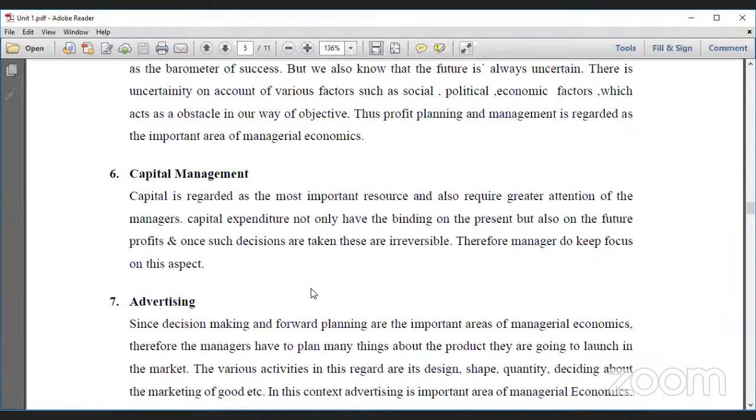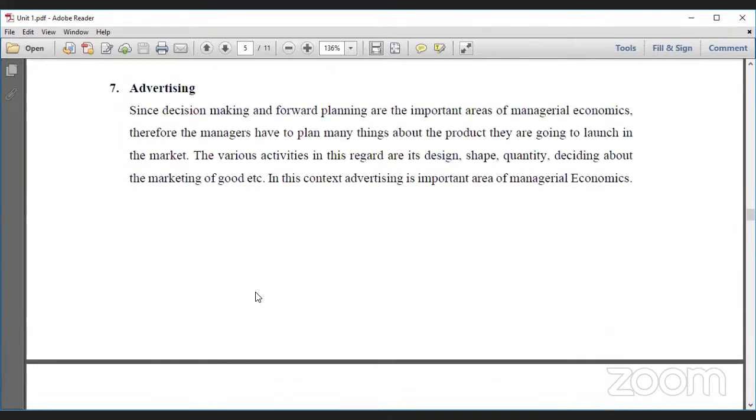Then capital management. Capital is one of the most important factors of production. It is man-made. So if capital is not properly managed, whether it's financial capital or physical capital, there should be proper upgradation of capital equipments so that the producer can compete well with their rivals. Then advertising also influences the production decisions.